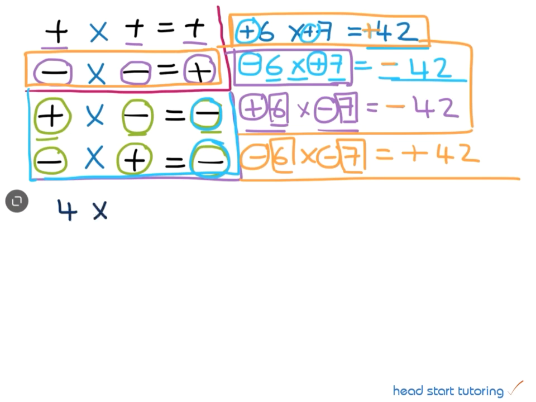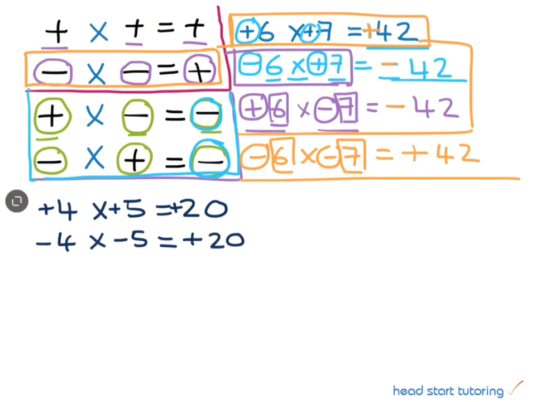4 multiplied by 5 is equal to 20. And we know that because we have been working with positive numbers up till now. Just remember that those are two positives, and that will give us a positive answer. If we then work with negative 4 multiplied by negative 5, a negative multiplied by a negative gives us a positive, and 4 multiplied by 5 gives us 20.